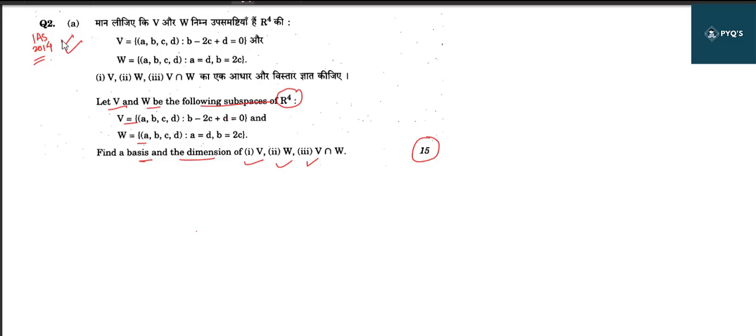Now in the last video I told you about doublet, triplet. Now this question is about quadruplet. Quadruplet includes 4 variables A, B, C and D, defined as R to the power 4. So let's solve it. First of all, for finding the basis and dimension of V, we should write the equation given: B minus 2C plus D equals 0.